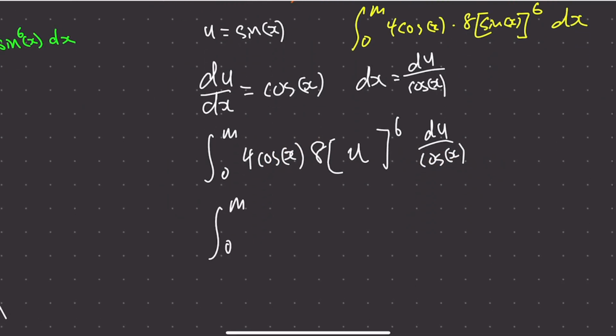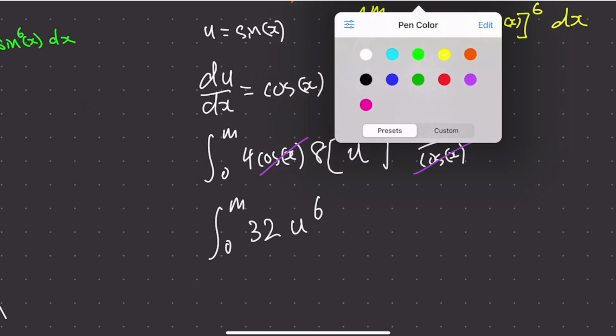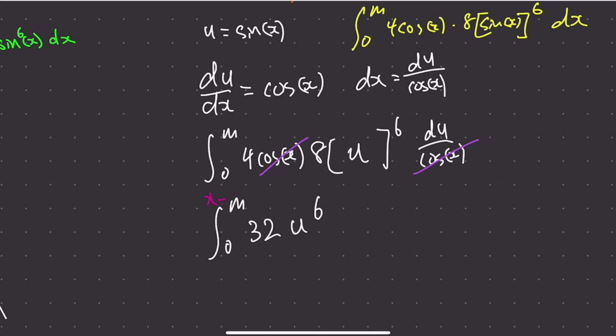So then what do we have? We have 4 times 8 is 32, and then cosine x gets canceled, right? So this here gets canceled, okay? So we get 32 u to the power of 6, okay? Now at this step, I tell all my students to remember to put a marking here, okay? What's the marking that you need to put? This is x equals to m, and this is x equals to 0, okay?